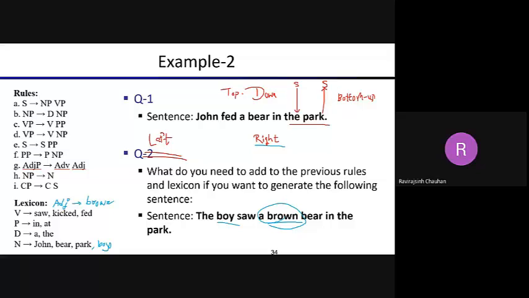And what do we have to add in the rules? Because we want to generate an adjective, we need to add it from the noun phrase. We can create adjective followed by noun phrase, so we will add this one extra rule and these two lexicons. After adding these, we are able to create the sentence in question 2. That's the answer to the question.